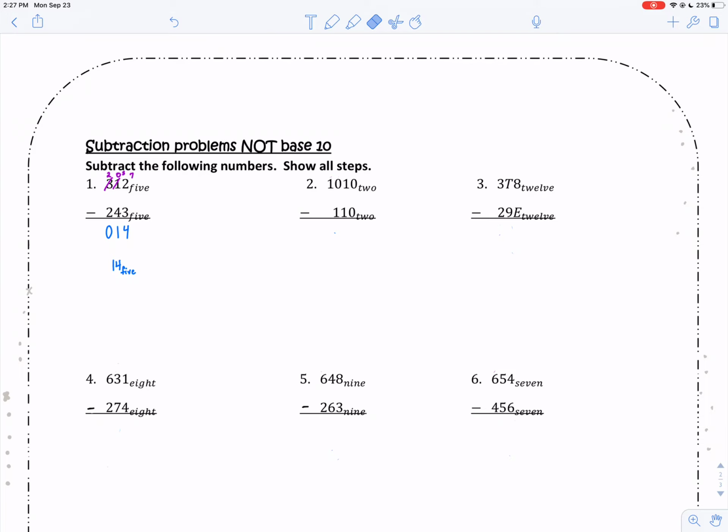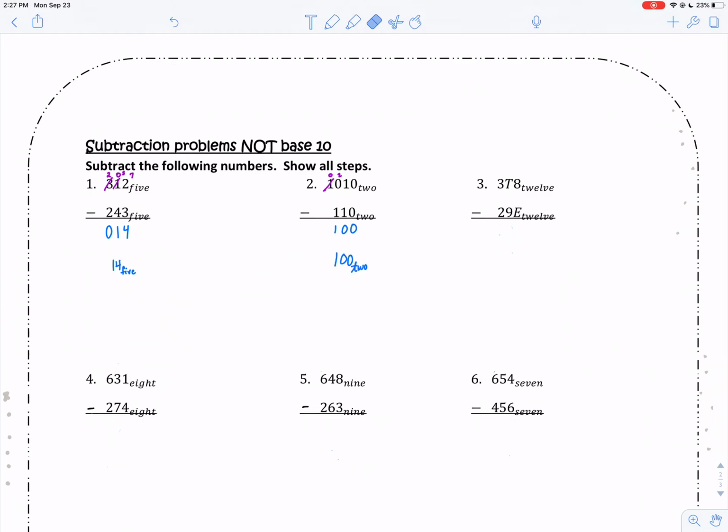Now look at number 2. It is in base 2. So I can actually do some of this subtraction. 0 minus 0, well, that's just 0. 1 minus 1, well, that's just 0 as well. But now I can't say 0 minus 1, so I have to borrow. So I'm going to borrow from that 1. And then what number am I going to put above the 0? I'm going to change that 0. I'm going to add 2 because I'm in base 2. So 2 minus 1 gives me 1. So my answer is just going to be 100 base 2.